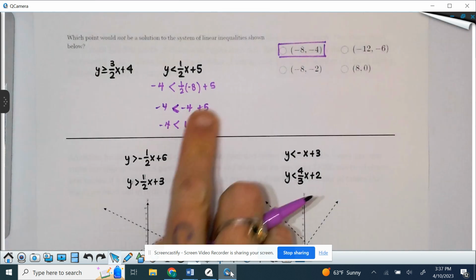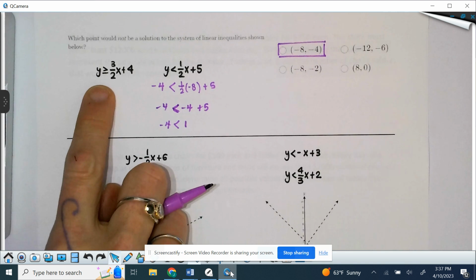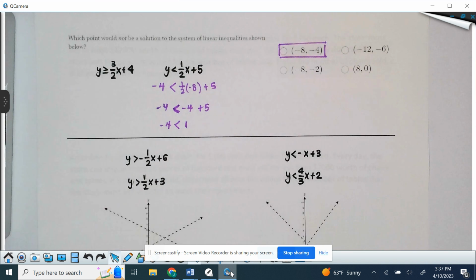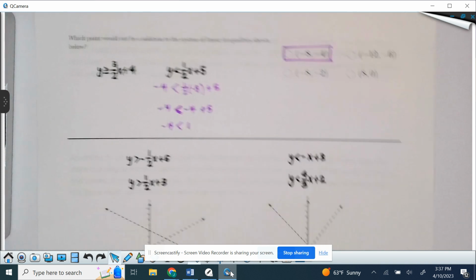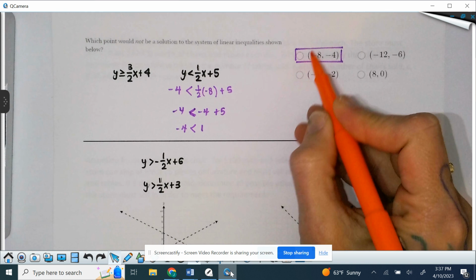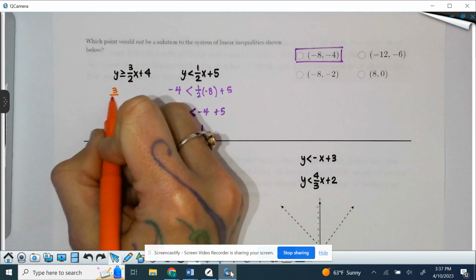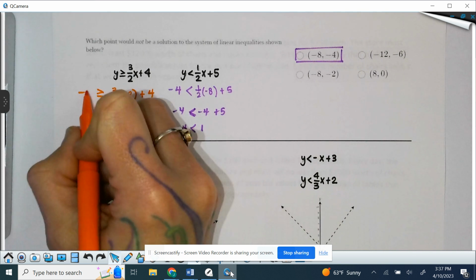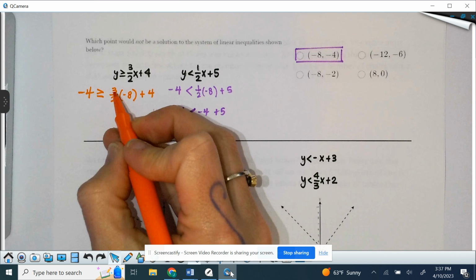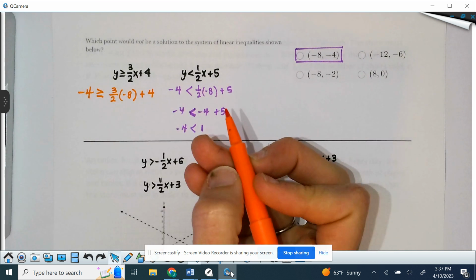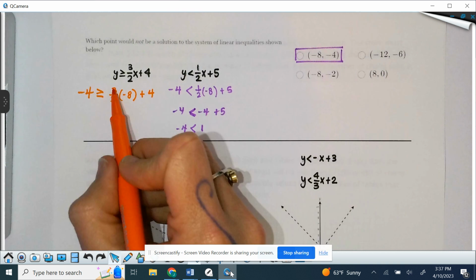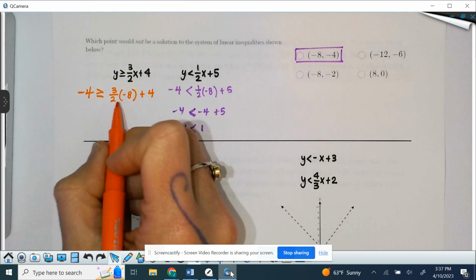So we can go check the other equation as well if we want to, or we can keep moving down the line. Up to you. Let's go ahead and check the other equation because that means we can practice some multiplication of fractions. So our x value is a negative 8. Again, 3 over 2 times a negative 8 plus 4, negative 4 is greater than or equal to. 3 times a negative 8, what's 3 times a negative 8? Ooh, super close.